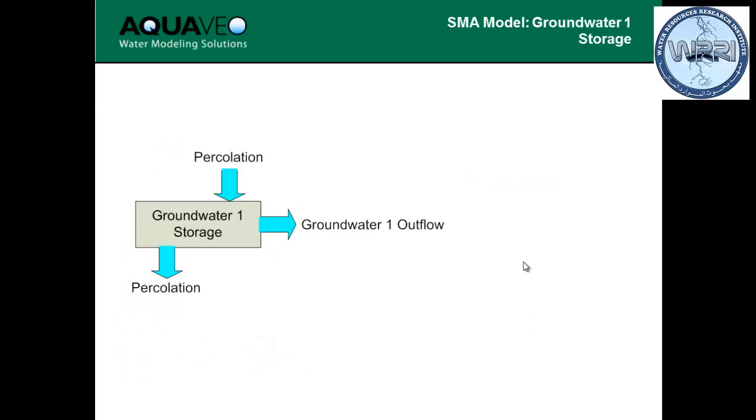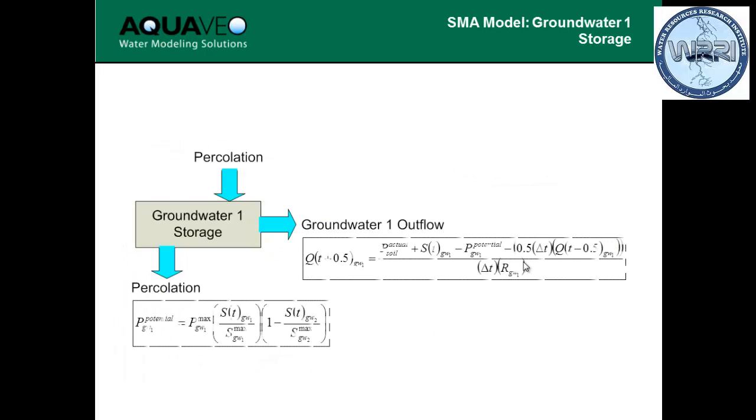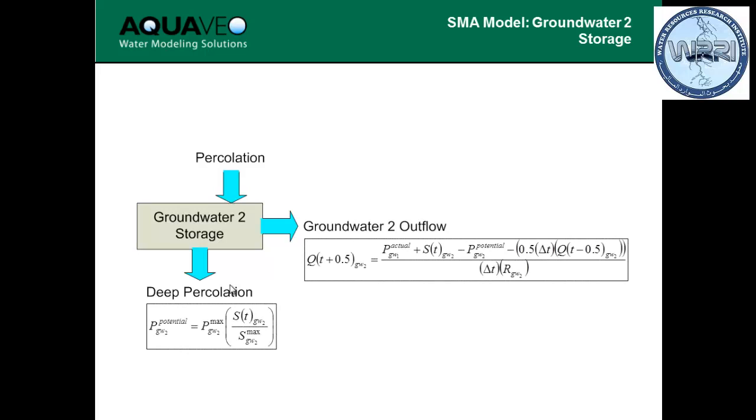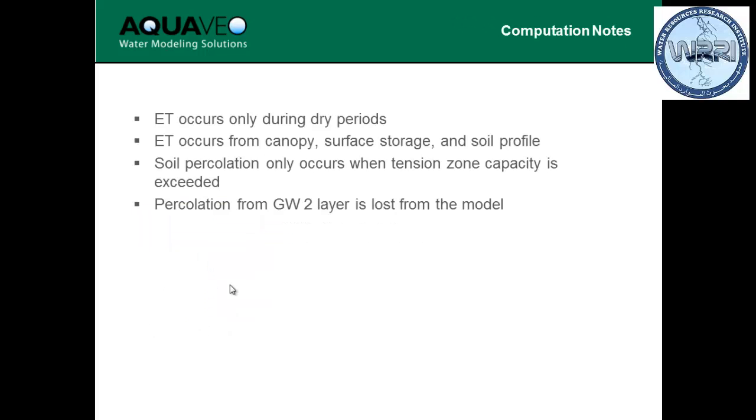So you have your soil, your groundwater 1 layer, and then your groundwater 2 layer. And the groundwater 2 layer takes water from the groundwater 1 layer, and you have an outflow from this layer. And then anything that goes down from this layer is called deep percolation, and it's lost to your model. Okay, so you'll never see the water that is lost to deep percolation.